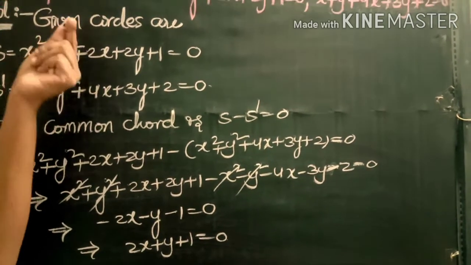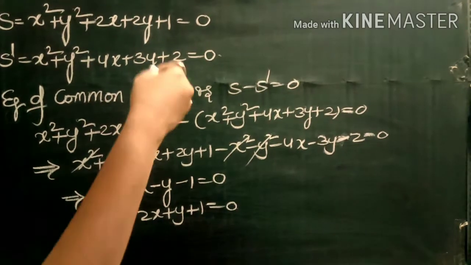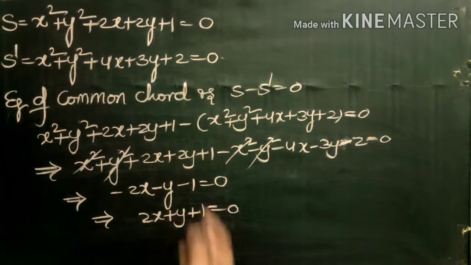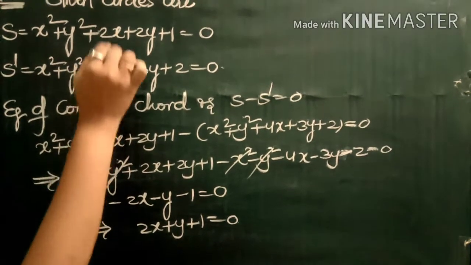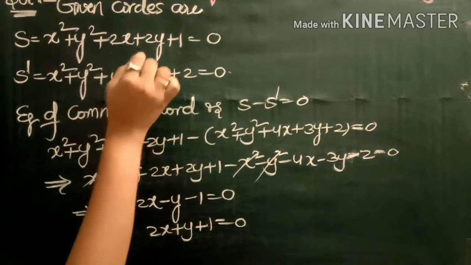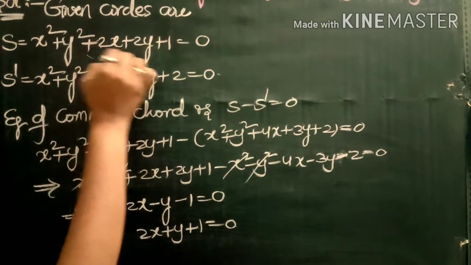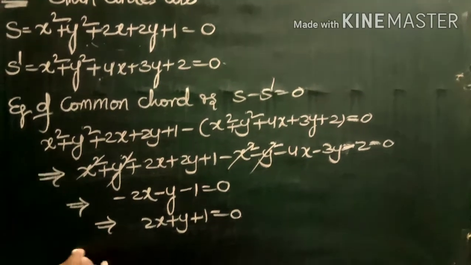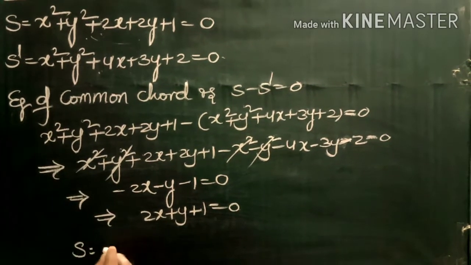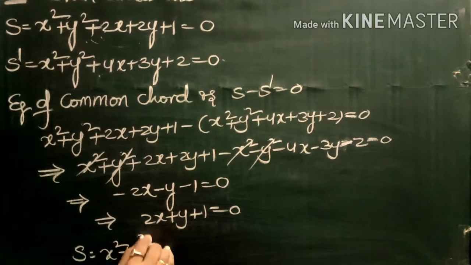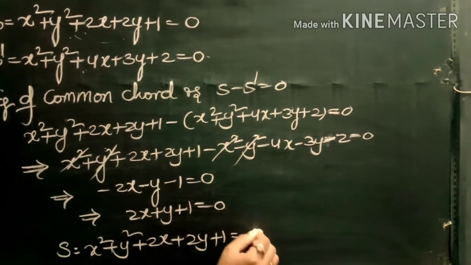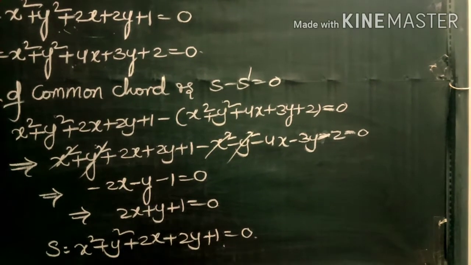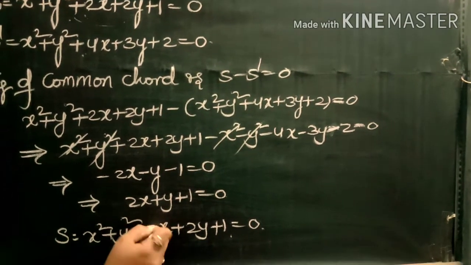Now also find the length of the common chord. To find the length of the common chord, we take the formula 2 root r square minus d square. For that, first we take any of the given two circles and find the center and radius of that circle. Here I take the circle S equal to 0, that is x square plus y square plus 2x plus 2y plus 1 equal to 0. We can take any of the two circles. Here we use the first circle only.